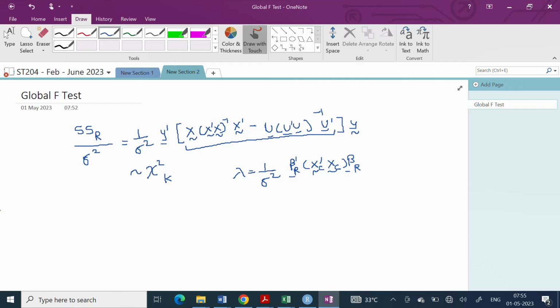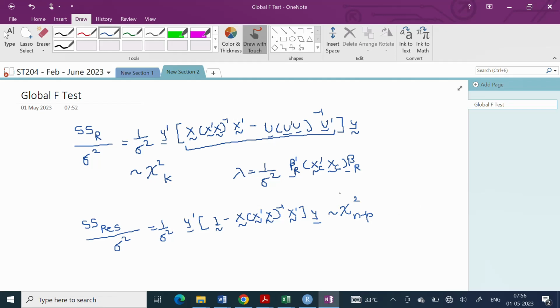Then we established a similar result for the residual sum of squares. So we got SS residual divided by sigma square is 1 upon sigma square y prime (identity matrix minus X (X prime X) whole inverse X prime) y. This follows chi-square with n minus p degrees of freedom.